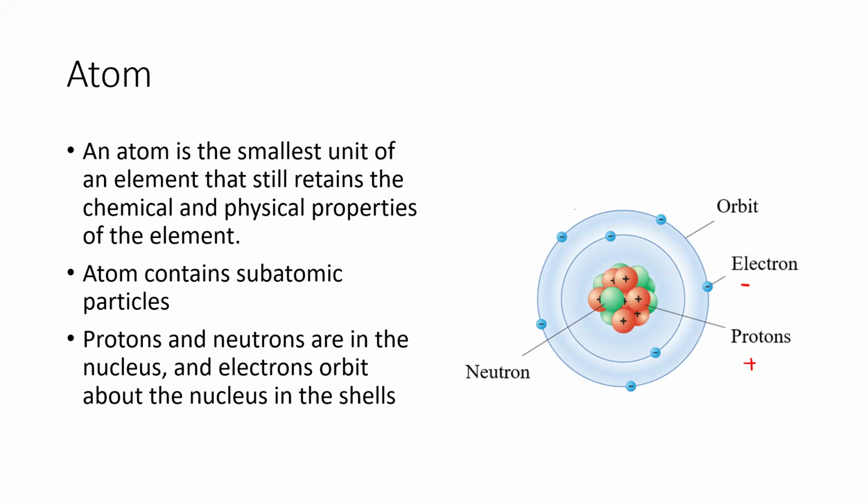Each atom is going to have a fixed number of protons, but the electrons and neutrons can change in different situations. But protons are fixed. All the oxygen atoms are going to have the same number of protons. All the carbon atoms are going to have the same number of protons.